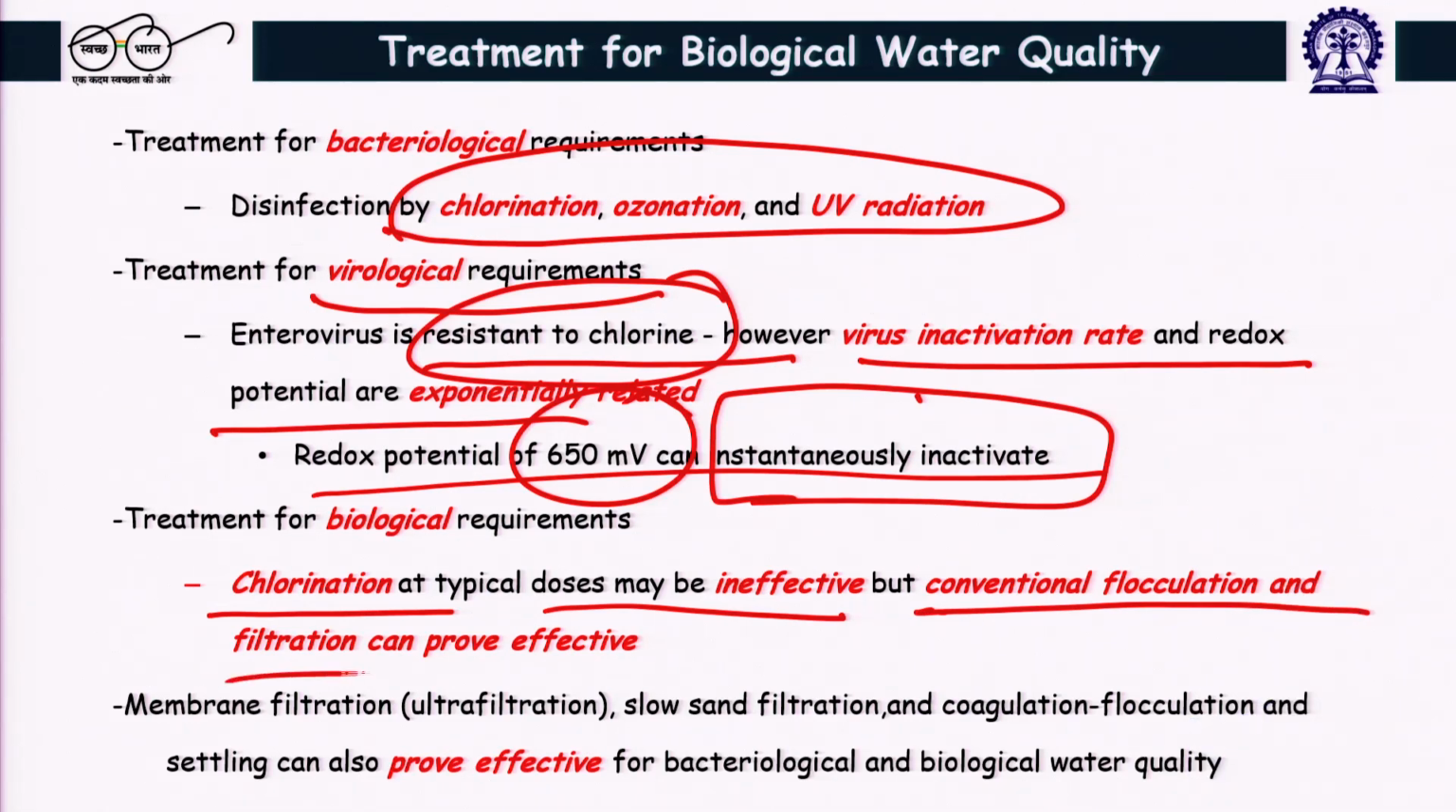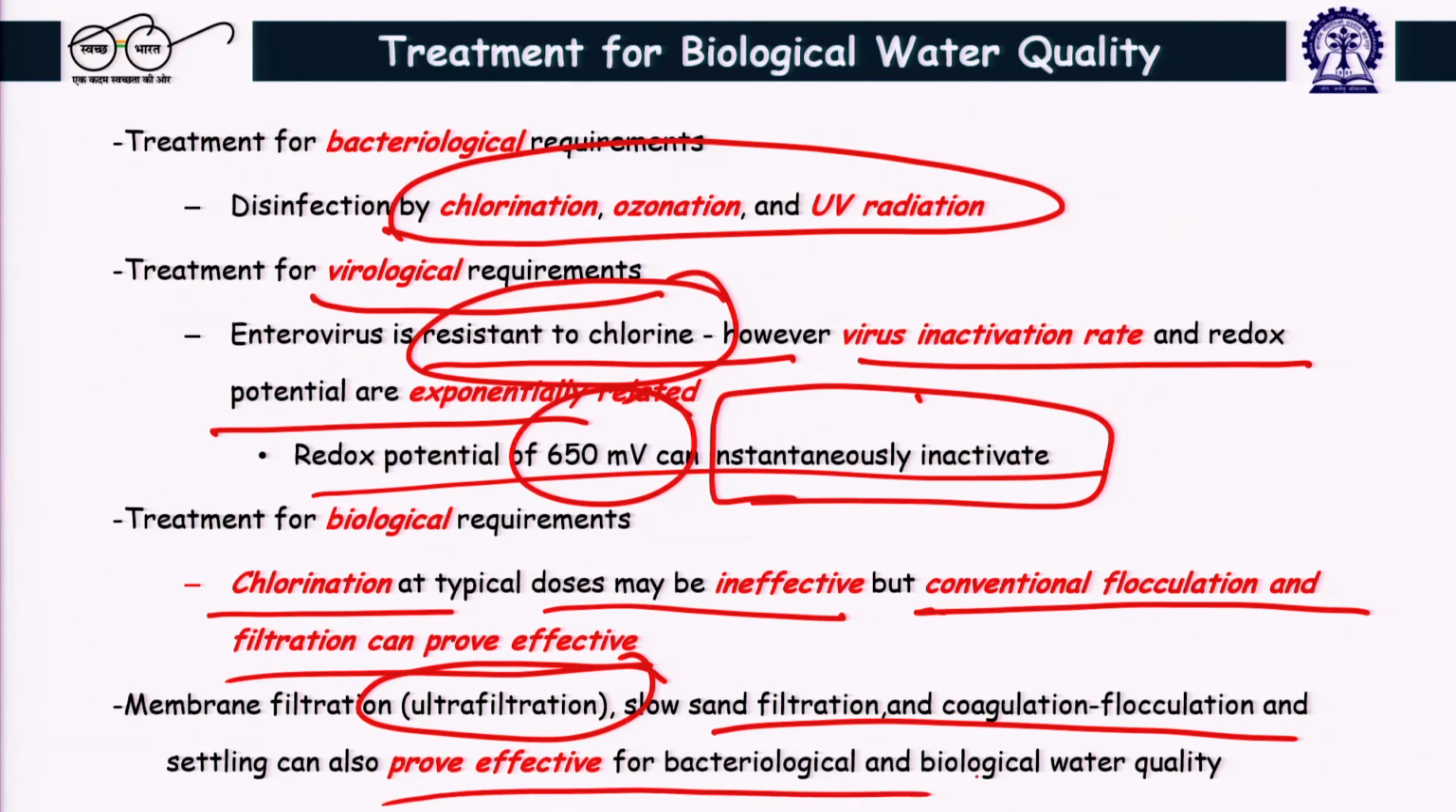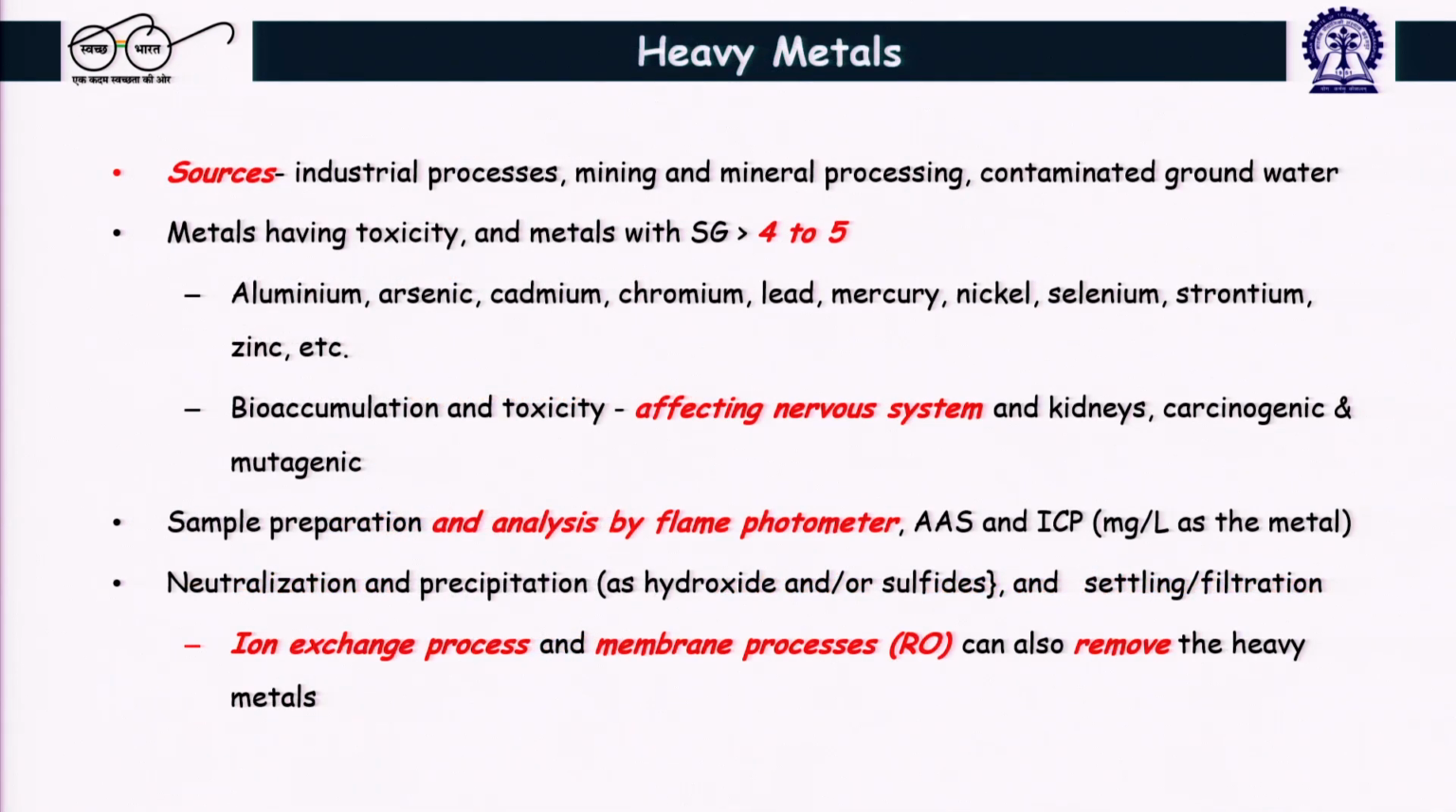Again in terms of removal, flocculation and filtration do help. Membrane filtration, ultrafiltration, slow sand filtration and coagulation also prove effective in terms of removal of those biological matter. There are some heavy metals, sources of heavy metals are also present in the water. So, let us stop here and then we will start talking about heavy metals in the subsequent video.